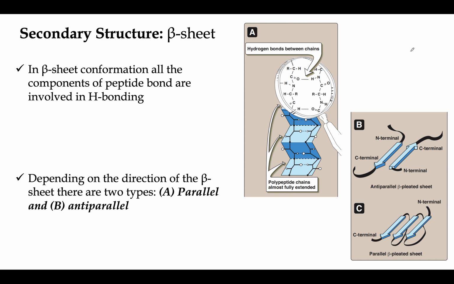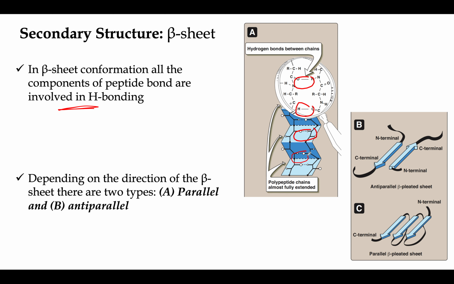We come to the next type of secondary structure, the beta sheet. In beta sheet conformation, all the components of the peptide bond are involved in hydrogen bonding. You can see here, it's not like alpha helix where the first residue is hydrogen bonded to the third or fourth residue in the alpha helix. Here, each amino acid residue is forming a hydrogen bond. You can see here hydrogen bond, hydrogen bond.